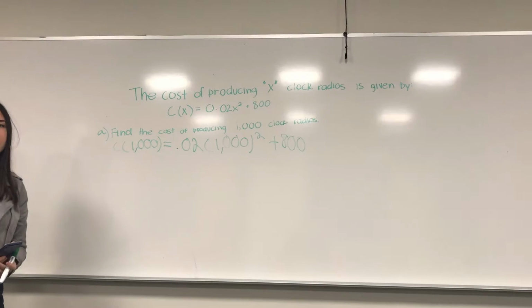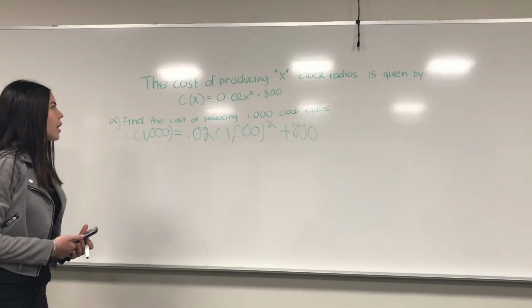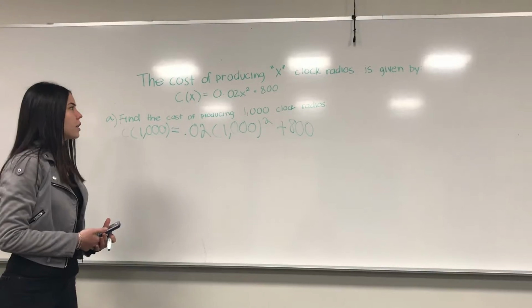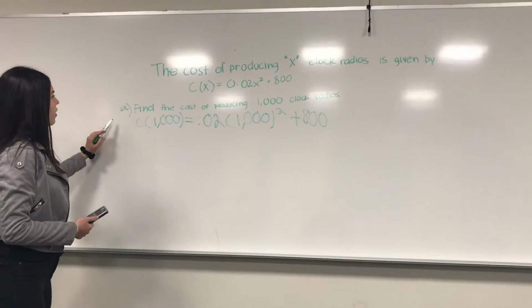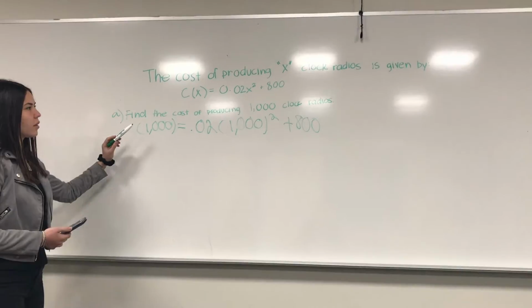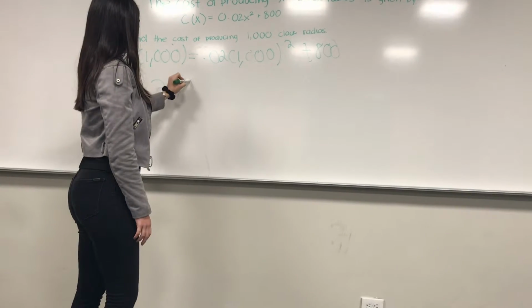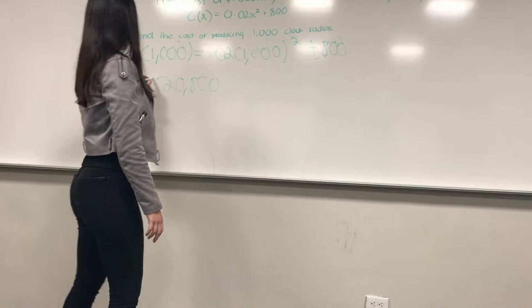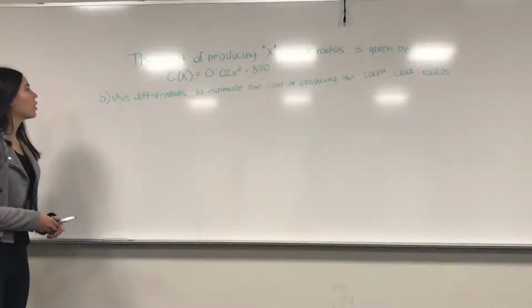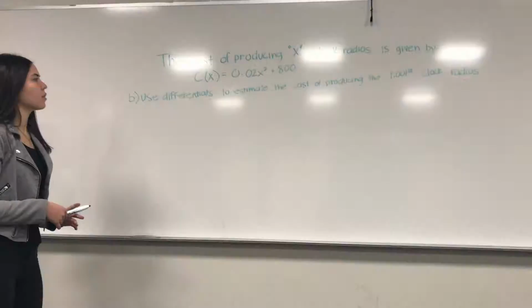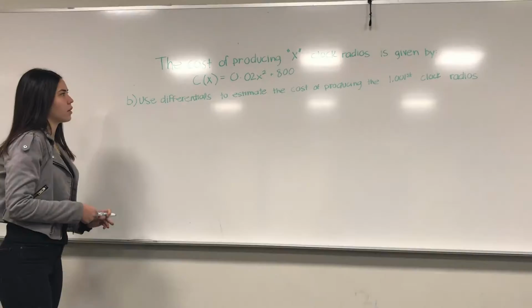Okay, problem 9, section 1. The cost of producing x clock radios is given by C(x) = 0.02x² + 800. In letter A, find the cost of producing 1000 clock radios, which will give you $20,800 in cost. Letter B, use differentials to estimate the cost of producing the 1001st clock radio.